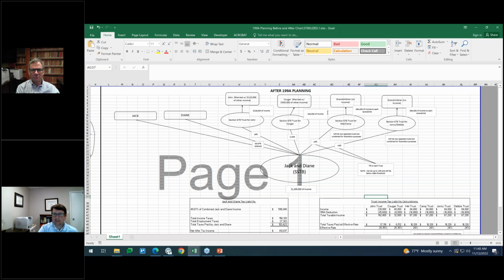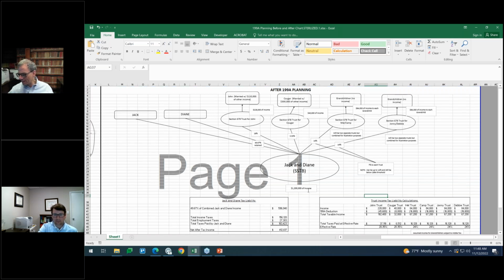So Mel has a 678 trust. Assets go in. Mel has a withdrawal power to withdraw those assets. It's not exercised, so they stay in the trust. It's released, and Mel is now the owner of the trust for income tax purposes. Same thing for Johnny and Debbie: 7% each, $84,000 of income.